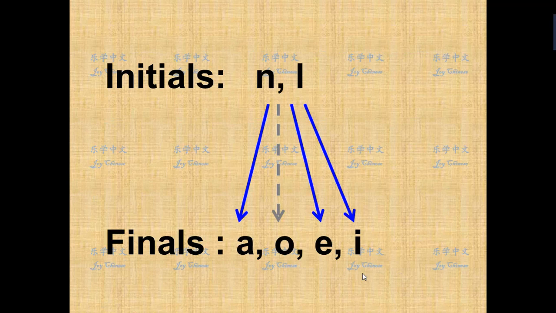For these two initials, n and l, they both can combine with e, but cannot combine with o. It's the same as what we learned in the last video, t and d. So, t, d, n, l cannot combine with o.